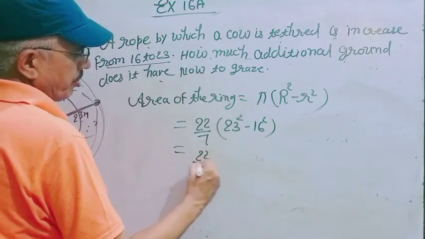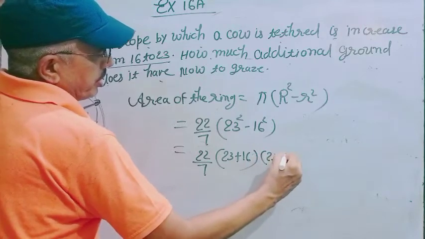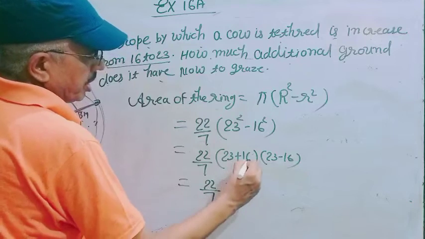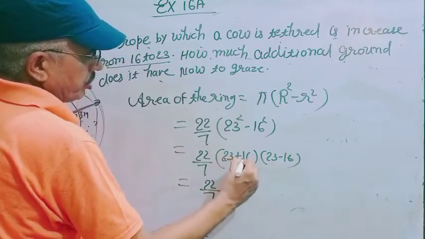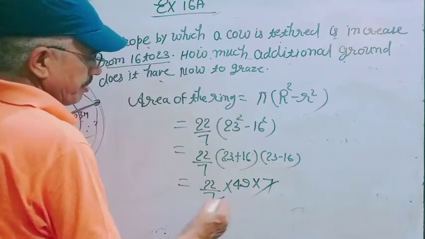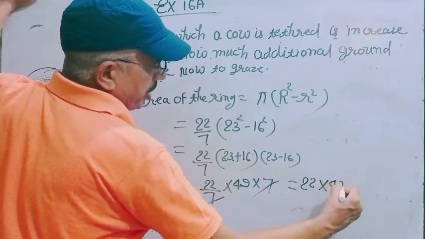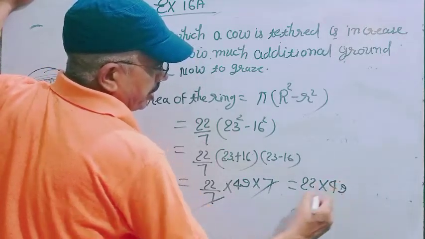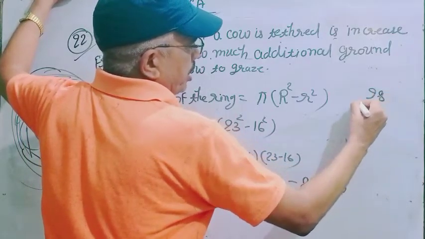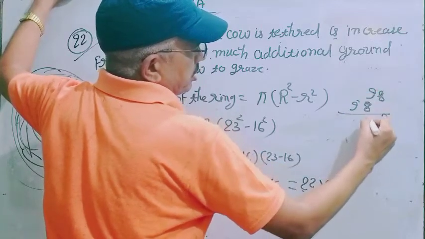Then here is 22 by 7, here is 23 plus 16 and there is 23 minus 16. So what you get here, 22 by 7 and 39, 23 by 7. This 7 cancels. So you multiply 22 into 49, that is 98, and again 98.